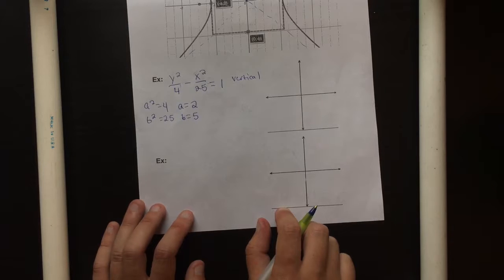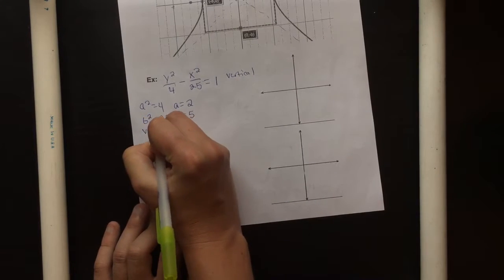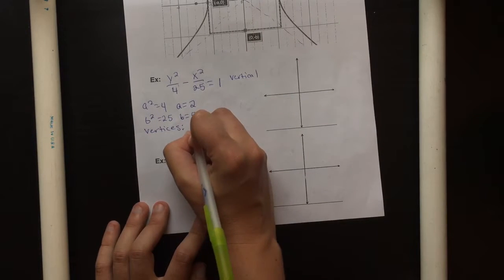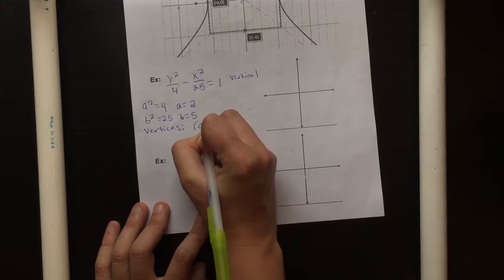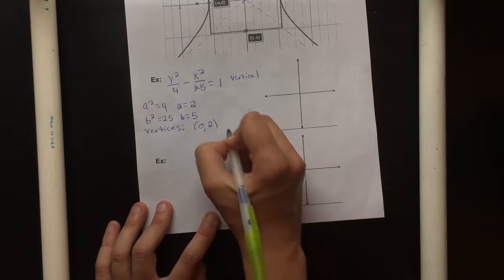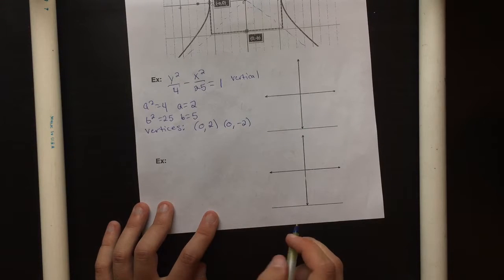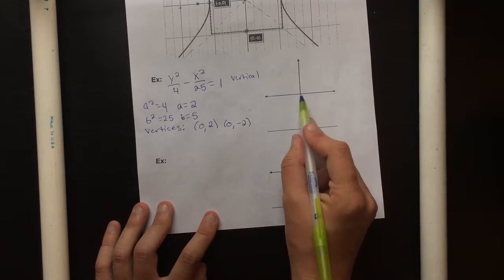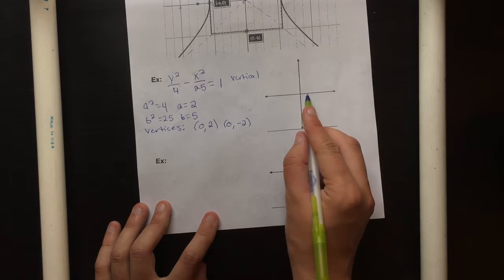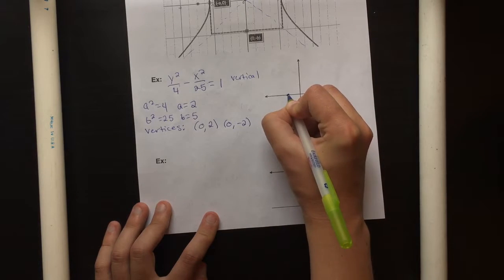All right. So first let's get our vertices. Since it's vertical, we're going to have 0 comma a, which was 2, and 0 comma negative a. All right, and we don't really have good graphing on here. If you want to grab a piece of graph paper to graph these instead, that would be fine. I'm just going to put mine on here and take your best guess.